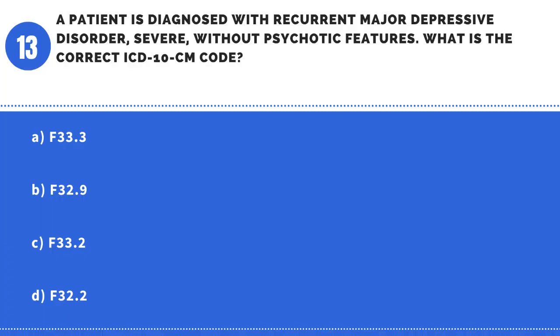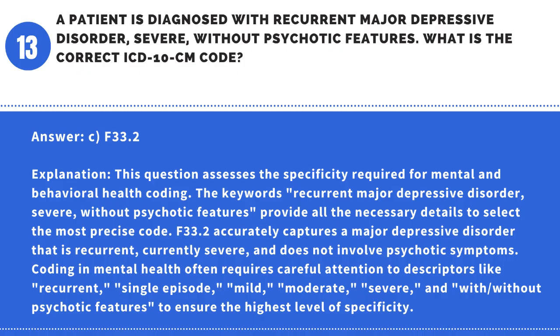Question 13. A patient is seen for recurrent major depressive disorder, severe, without psychotic features. What is the correct ICD-10-CM code? A. F33.3. B. F32.9. C. F33.2. D. F32.2. Answer C.